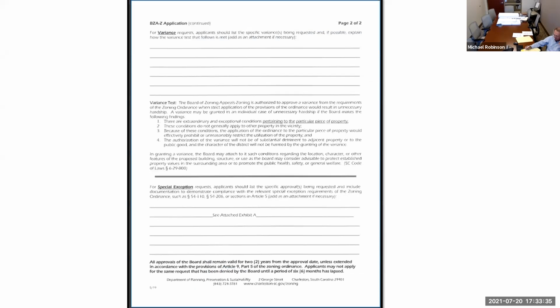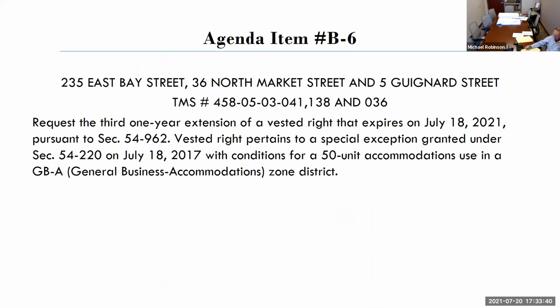Next item on the agenda, 235 East Bay Street, 36 North Market Street, and 5 Ginnard Street. Request the third one-year extension of a vested right that expires on July 18th, 2021, pursuant to section 54-962. The vested right pertains to a special exception granted under section 54-220 on July 18th, 2017, with conditions, for a 50-unit accommodation use in a GBA General Business Accommodation Zone District.